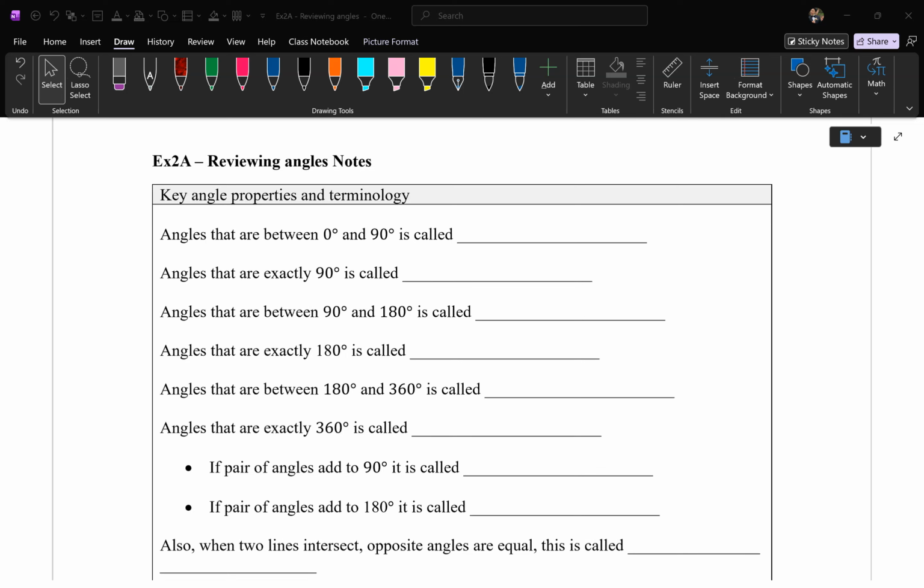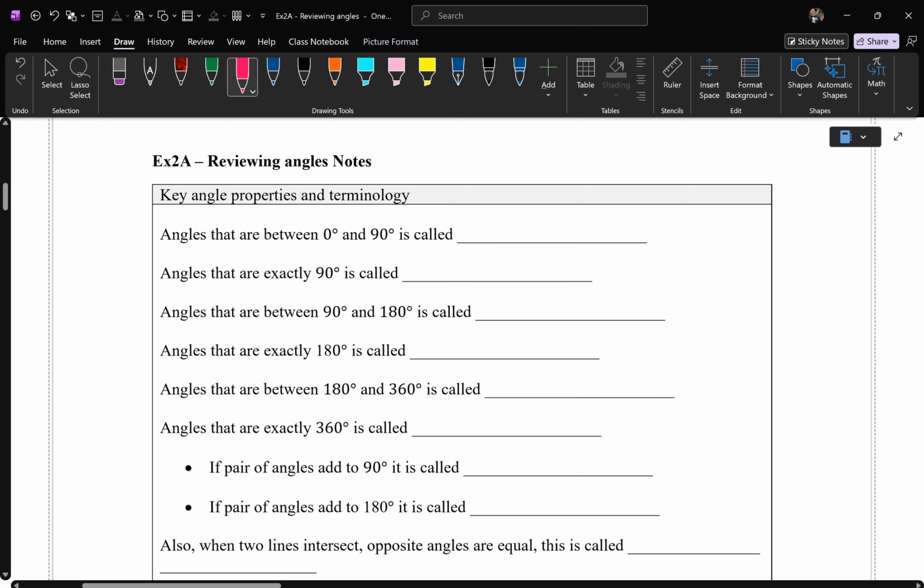All right, let's do a review. Exercise 2A is reviewing the things that you would have learned in primary school and last year. So reviewing angles. Here we go. Let's fill it in. Angles that are between 0 and 90 degrees is called what?